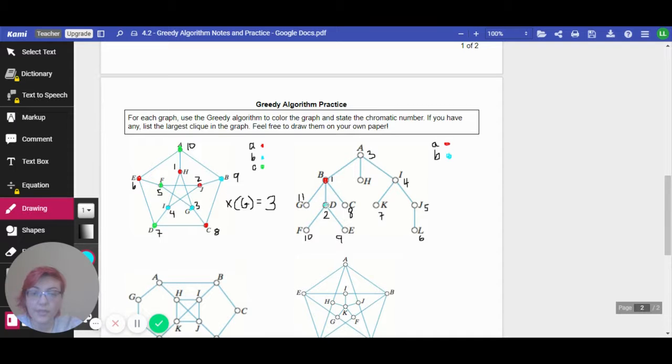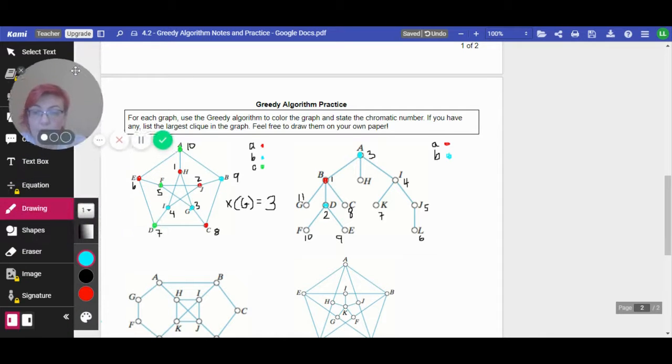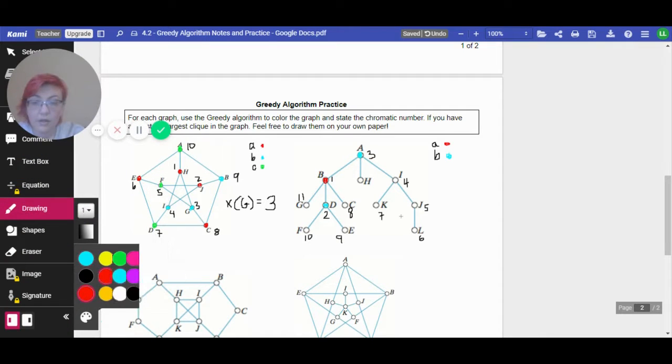So 2 is blue. 3 cannot be A, but it can be color B. 4 can be color A. 5 cannot be A, so it's B.